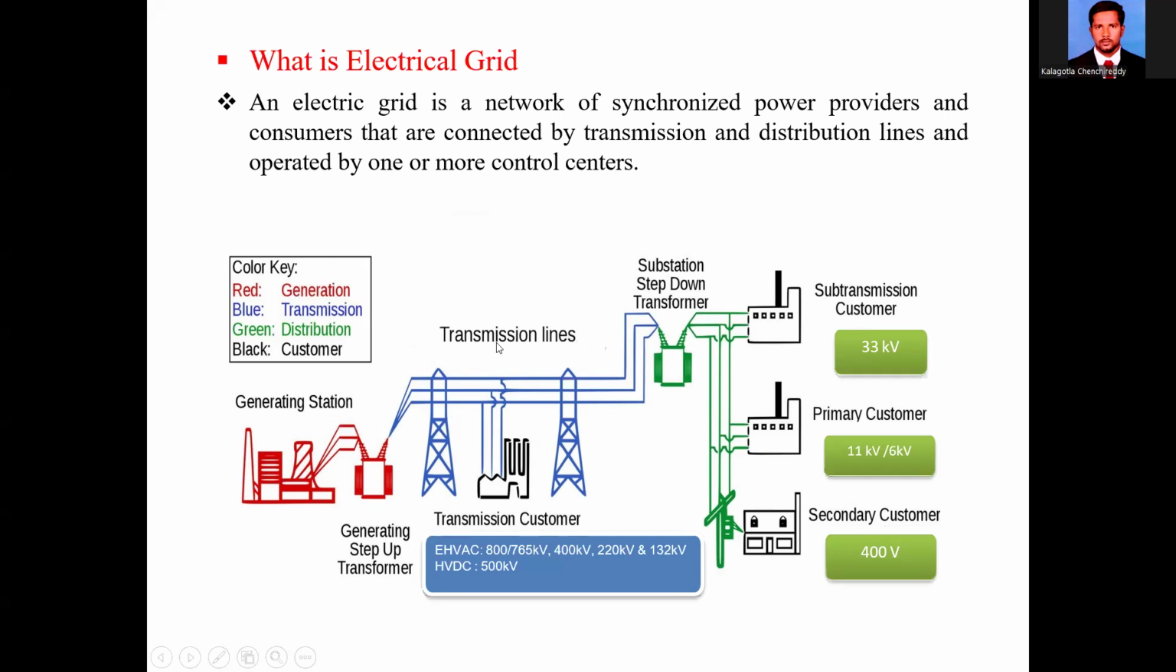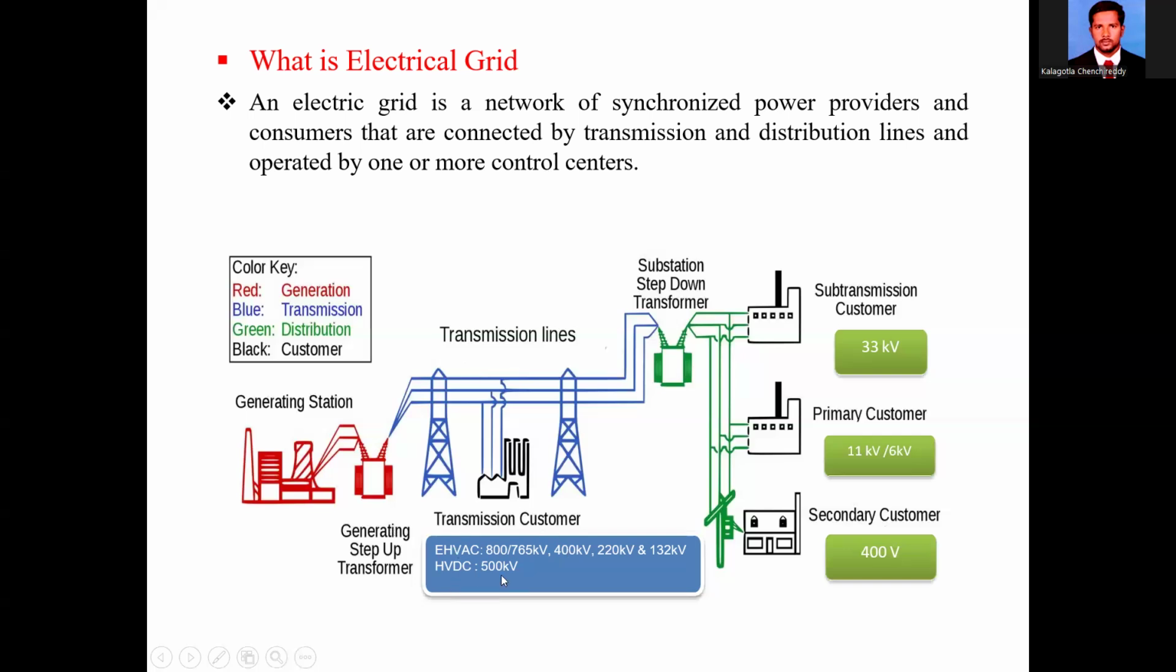Next, this is the transmission line diagram. The blue color is the total transmission. In this transmission, the lines are categorized into two types. One is the EHV, extra high voltage AC transmission lines. The second is the high voltage DC transmission lines. High voltage AC transmission lines have different voltage ratings: 765 kilovolts, 400 kV, 220 kV and 132 kV. These are the different ratings of AC transmission lines.